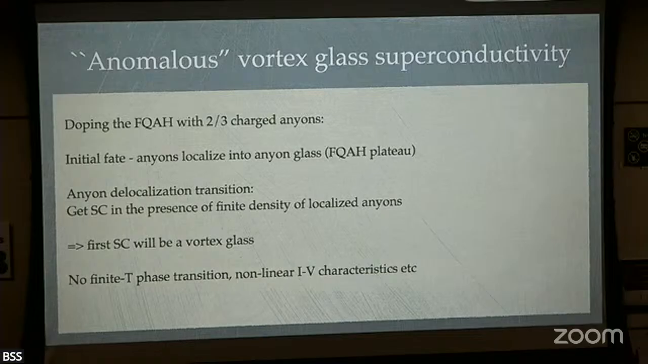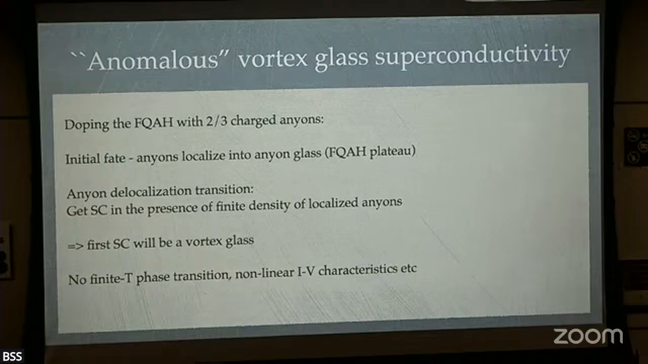So what the system will do, if you start with the localized set of 2/3 anyons, is that 2/3 of these vortices will be plus 2 pi. The remaining 1/3 will be minus 4 pi, right? And the energy cost of this configuration will be the phase stiffness times the log of the density of the localized anyons, while there's an order 1 energy gain from the random potential, right? So long as the phase stiffness is small, which it will be near the superconducting transition, you'll always get a vortex glass.